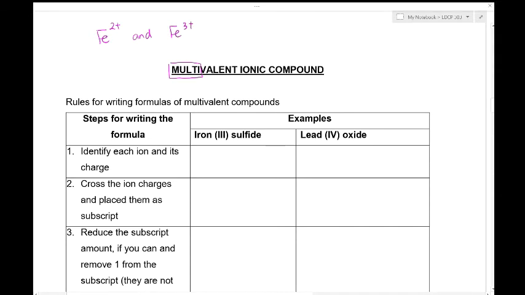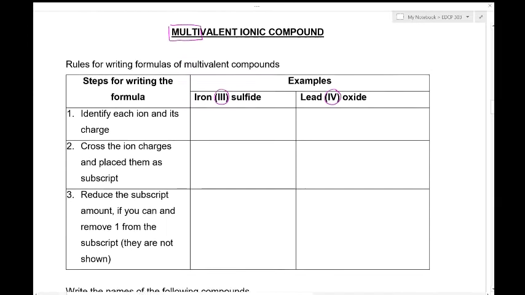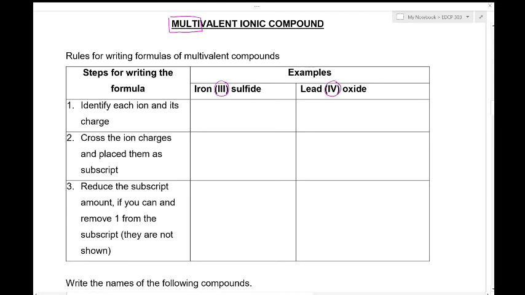Now, with multivalent ions, we have to make sure we include a Roman numeral in our answer. That's why, if you look at the example, it gives us iron(III) sulfide. The 3 means that this iron has a charge of 3. Similarly, for lead(IV), the 4 is the charge of lead. Feel free to refer back to the periodic table and the Roman numeral chart to help you with these questions. So let's get started with these examples.